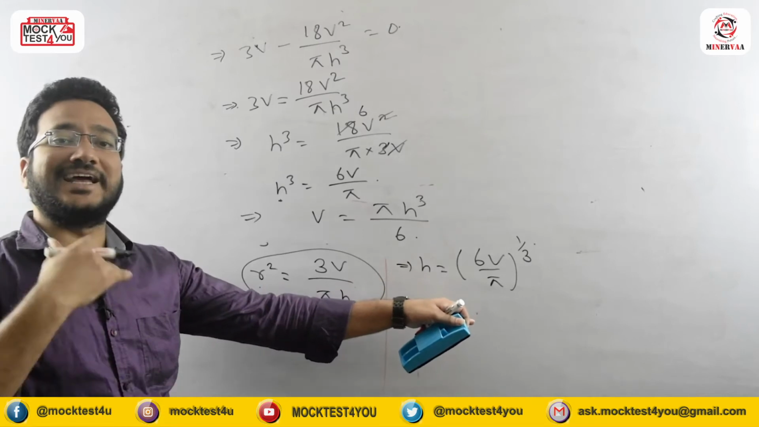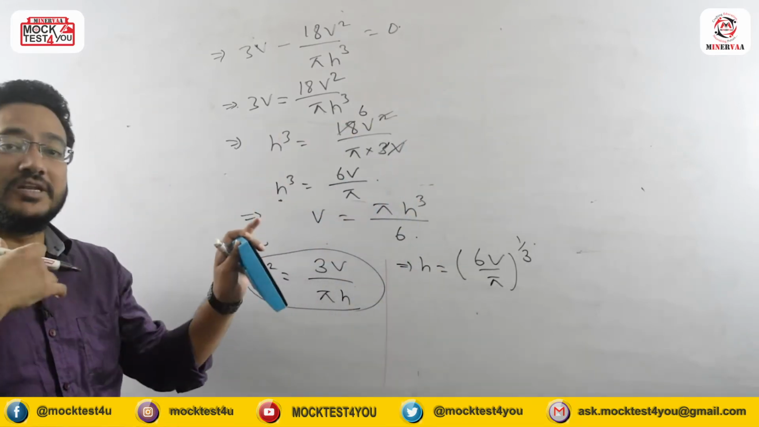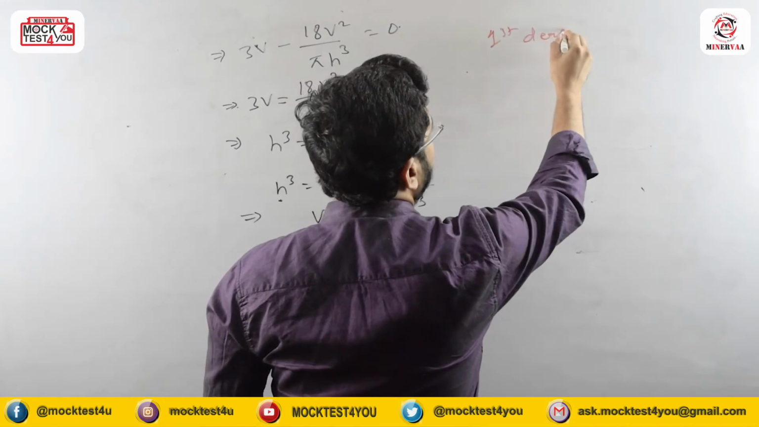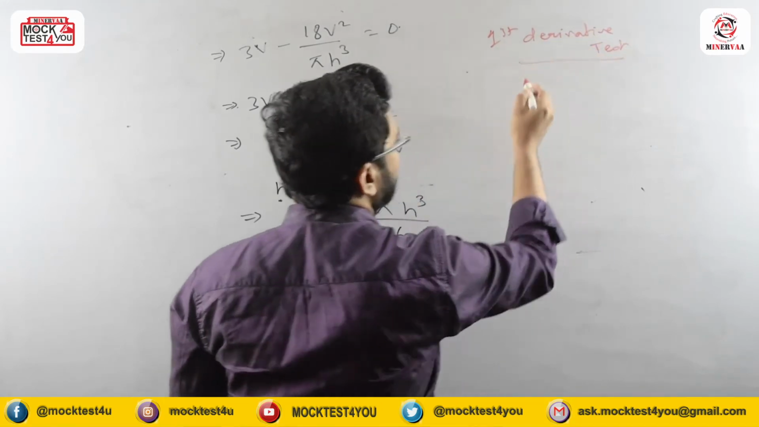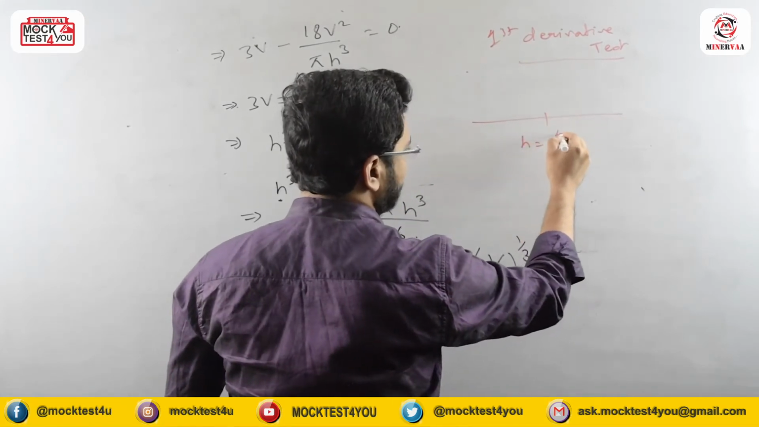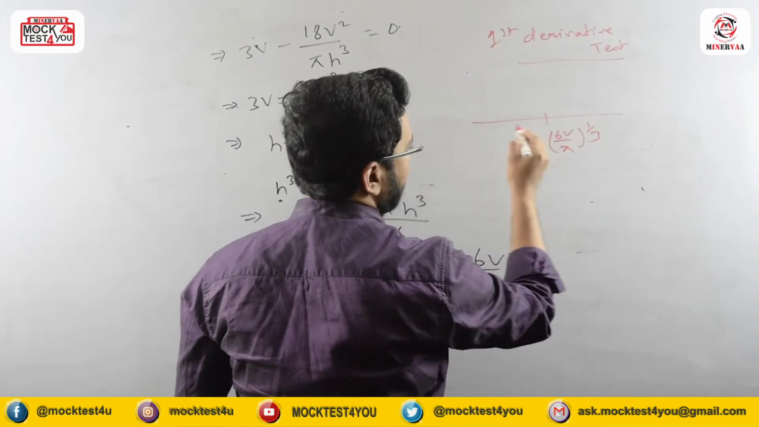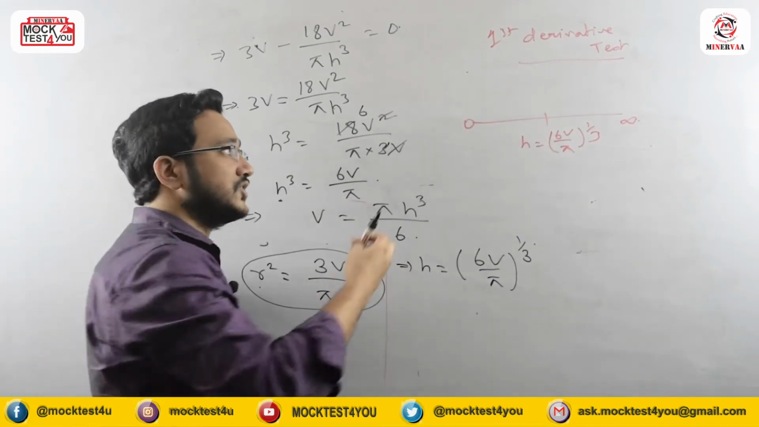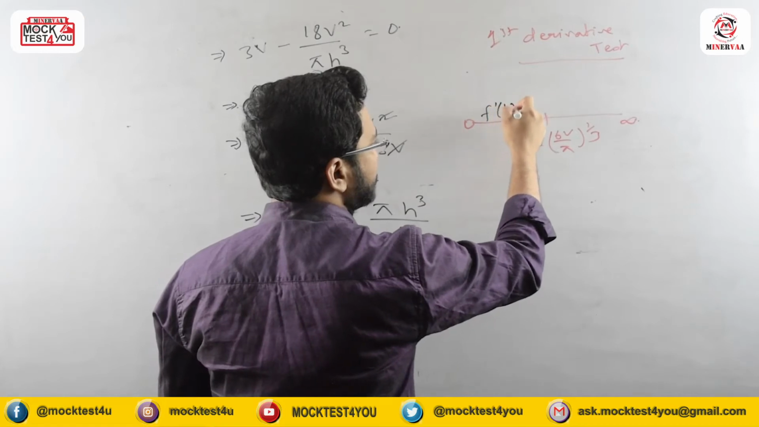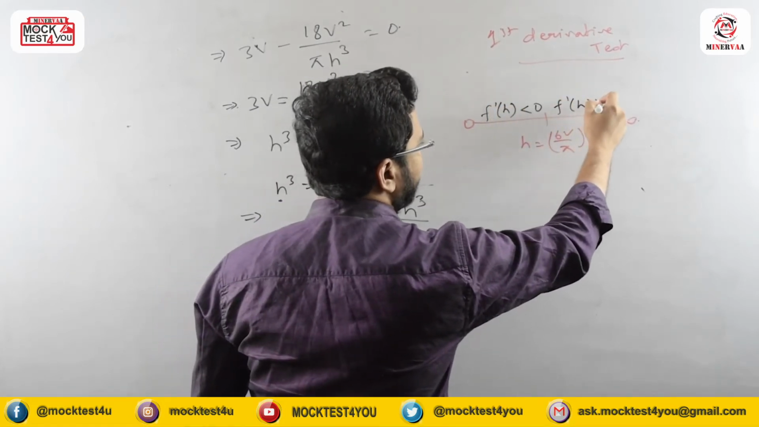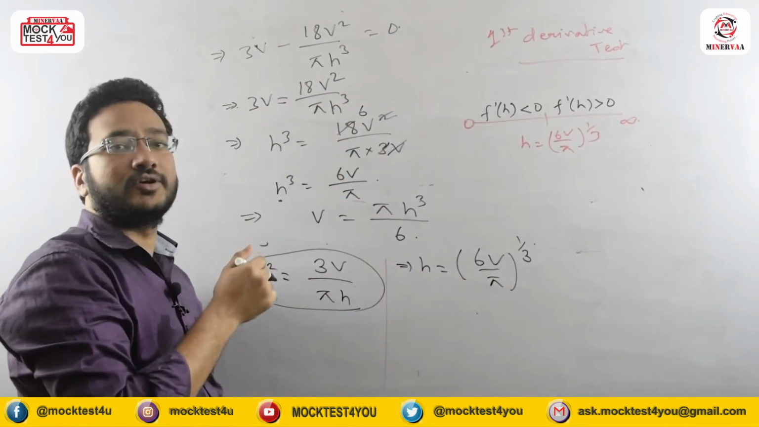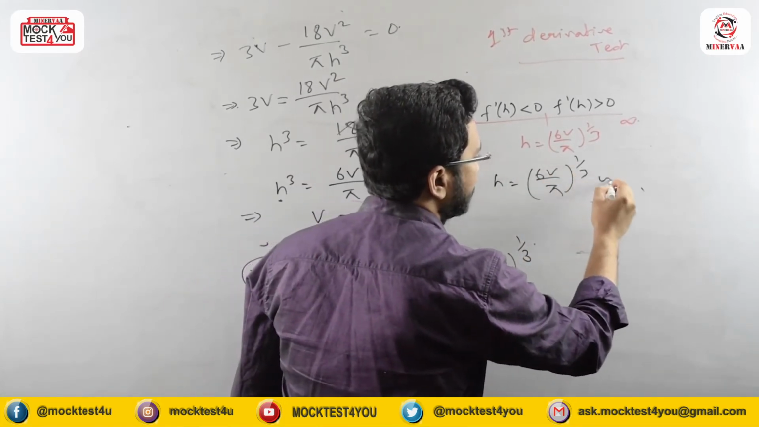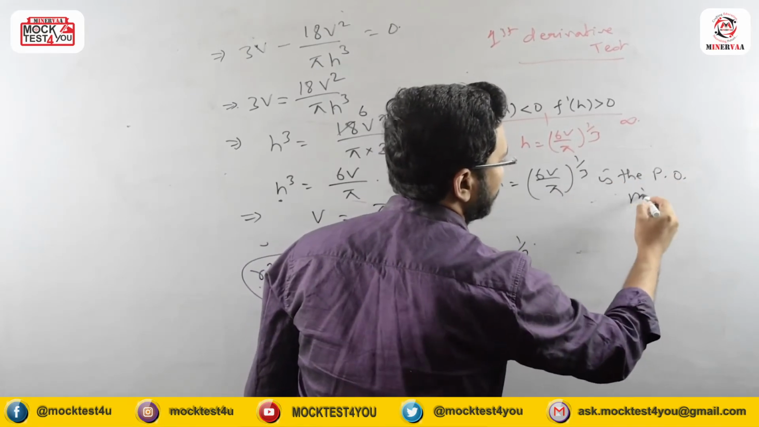Now this value of h has to be the point of minima. Why? Because you have to minimize the curved surface area. So instead of calculating anything, first derivative test we will write like this, and then we will put this h is equal to 6v divided by pi whole to the power 1/3 and 0 to infinity. The condition for the minima: f dash h must be less than 0 first and then greater than 0. Less than, then greater than, then it will be called the point of minima. So h is equal to 6v divided by pi whole to the power 1/3 is the point of minima.